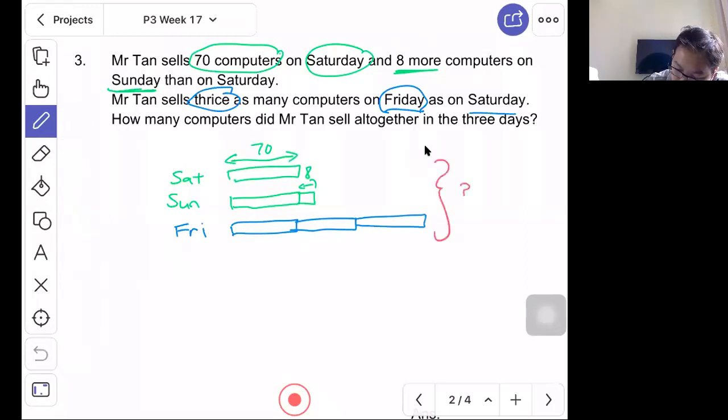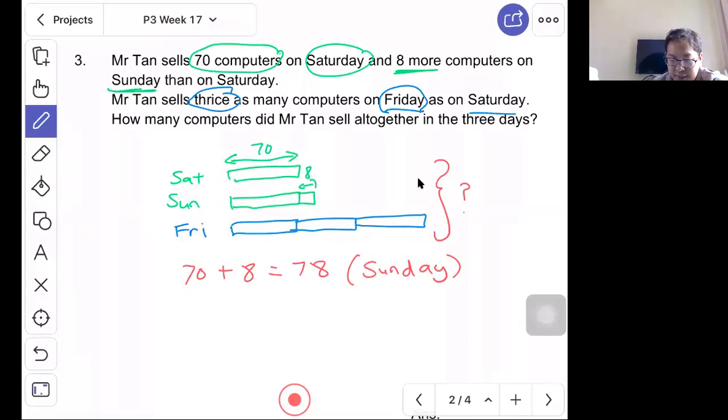So altogether, first we find Sunday. Simply take 70 plus 8, so you get 78. So 78 is Sunday. Next, we want to find out the Friday. So Friday is based on Saturday, with 70 times 3 equals. 7 times 3 is 21. So we put another 0, and that is your Friday.